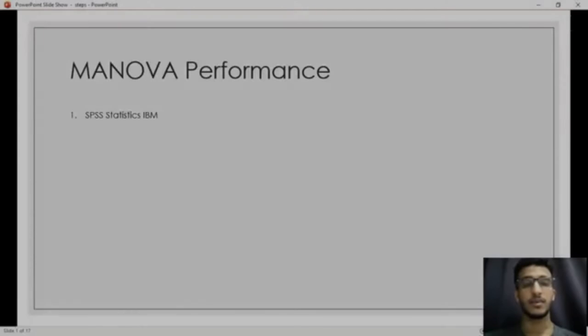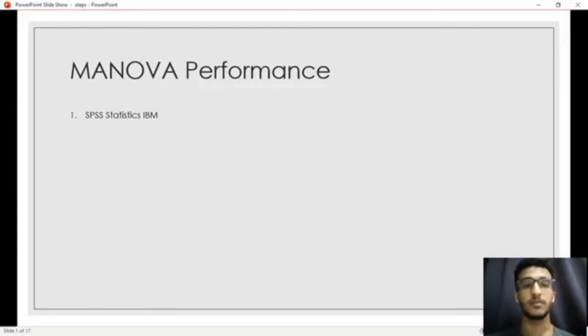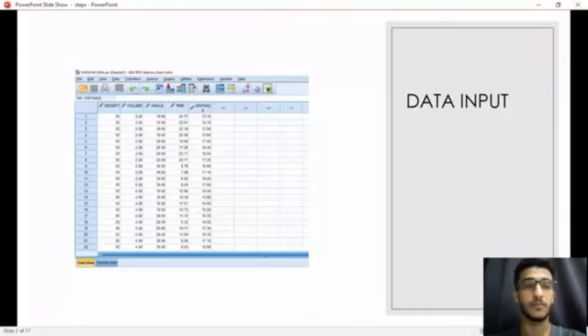Alright, this is Hisham and this part is about MANOVA performance. SPSS statistic IBM software is used to calculate multivariate ANOVA testing analysis. And the first step was to insert the raw data, as first column is density, followed by volume, angle, time, and distance.